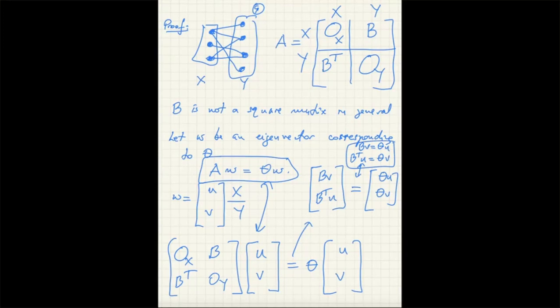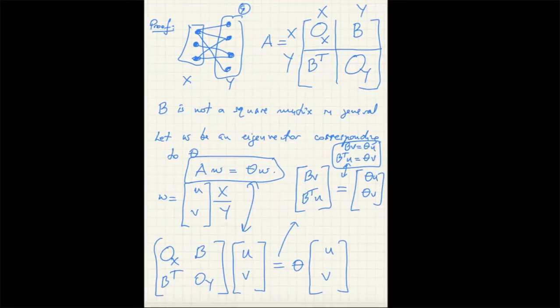So you see B V equals theta U and B transpose U equals theta V. Okay. So again, A is 0, B, B transpose, 0, and W is of this form U and V.